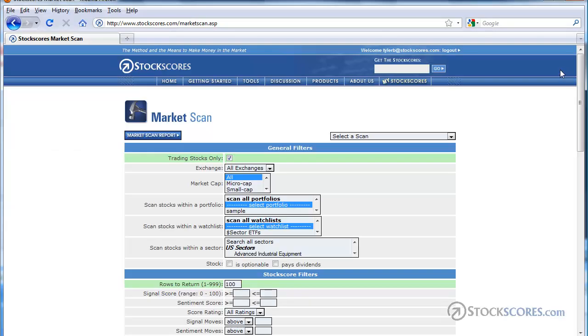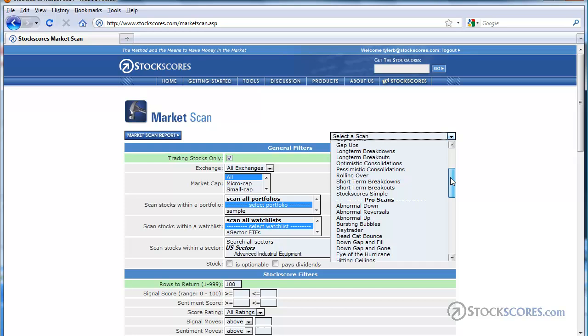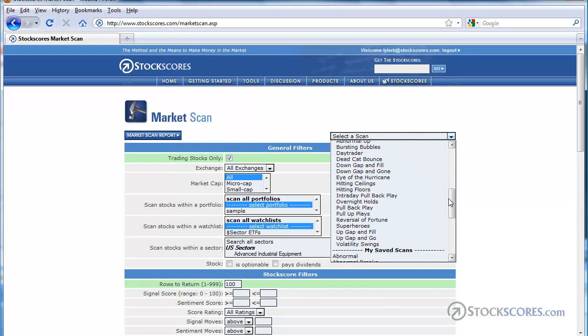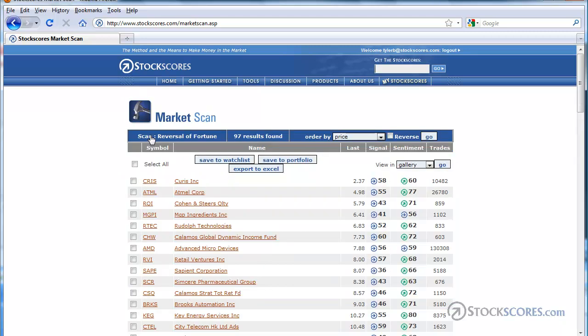Now, one of the ways that you can find stocks that are breaking their upward trend lines with an abnormal move to the downside is using a strategy that we have on the Stockscores market scan called Reversal of Fortune. I can click on that here and then run the market scan report. It goes through every stock in North America and looks for stocks that are strong but had a very abnormal day to the downside more recently.